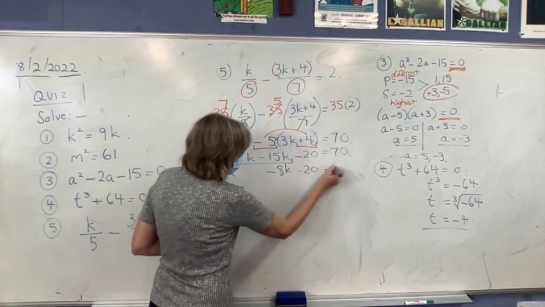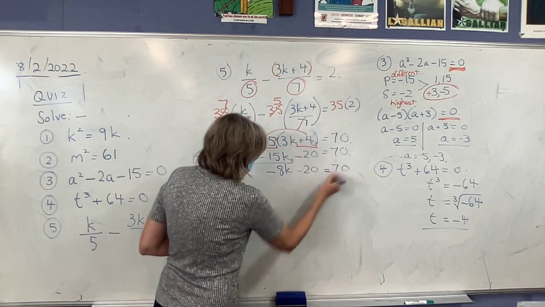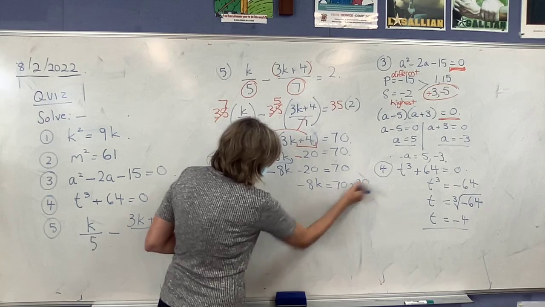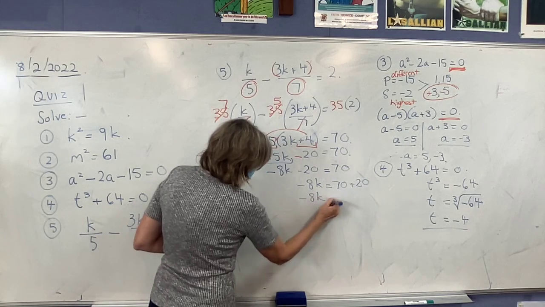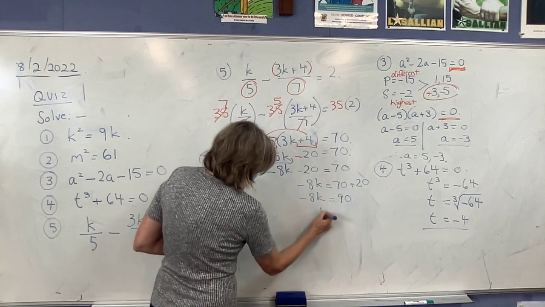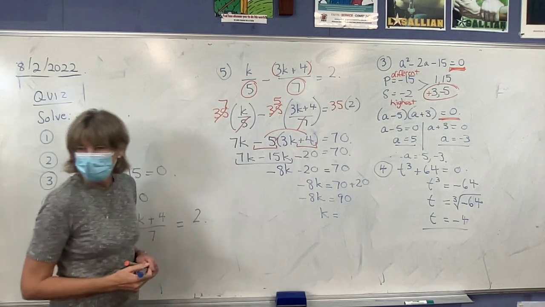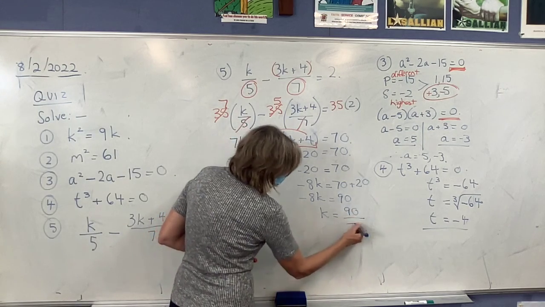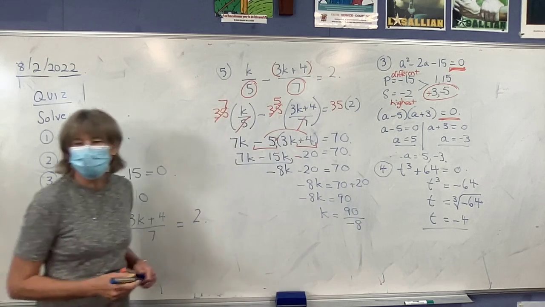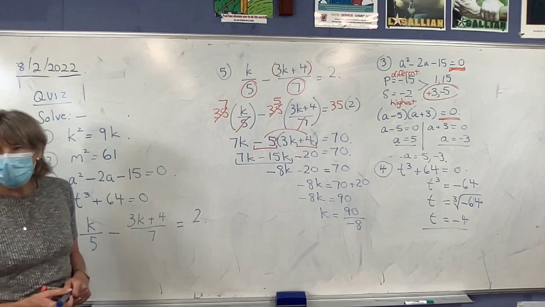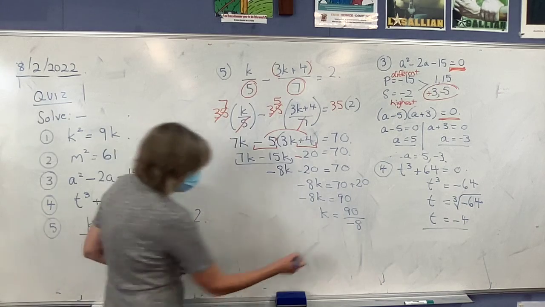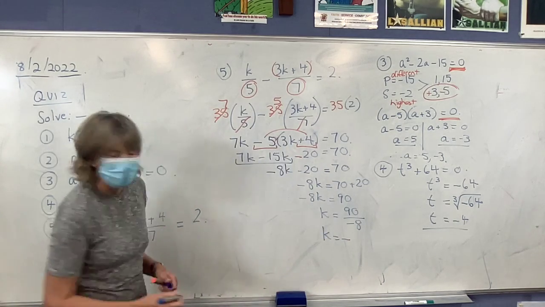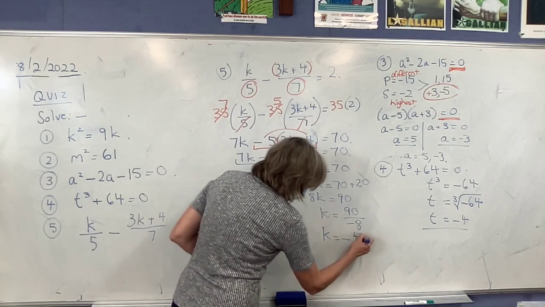Alright. Now what do you want to do? Minus 8k equals 70 plus 20. Keep going. Minus 8k equals 90. Yep. And then you would do k equals 90 over minus 8. Yep. It doesn't matter where that minus goes. You can put it out the front, on the bottom, or up the top. Simplify it on your calculator. It does go a bit further, doesn't it? Minus 45 over 4. And that's your answer.